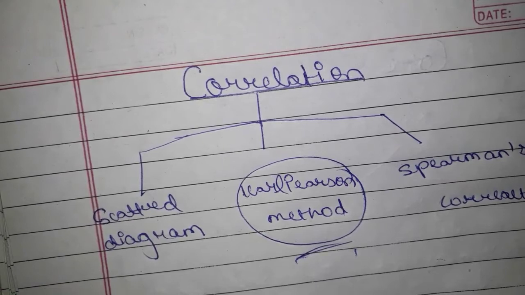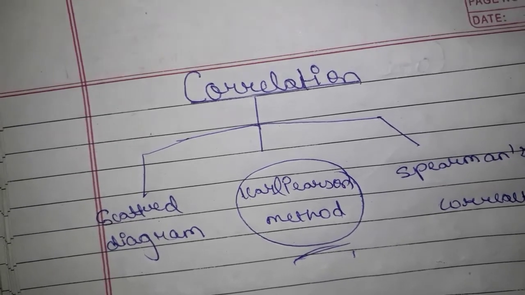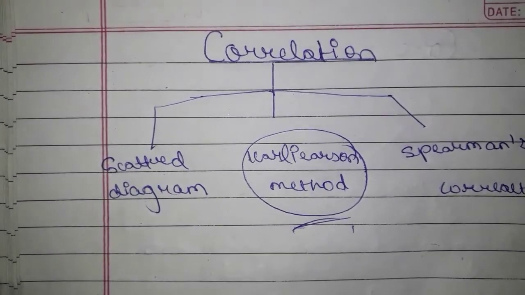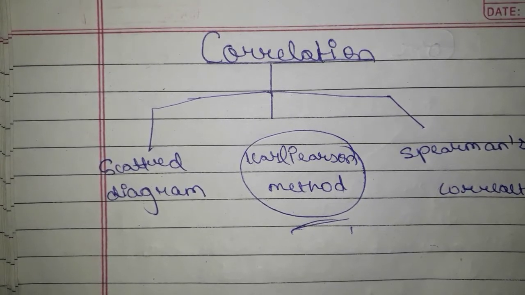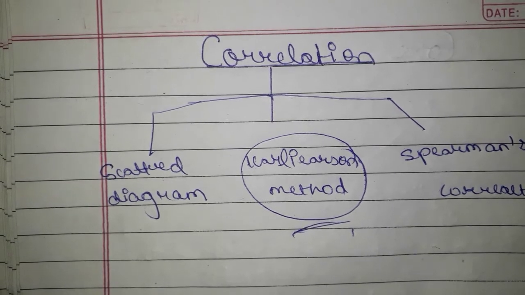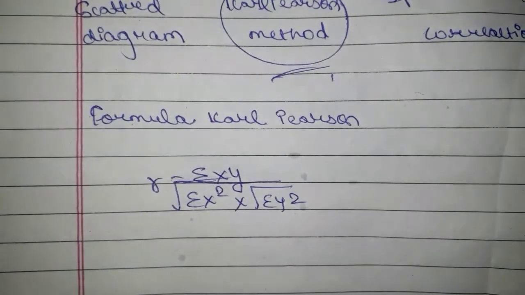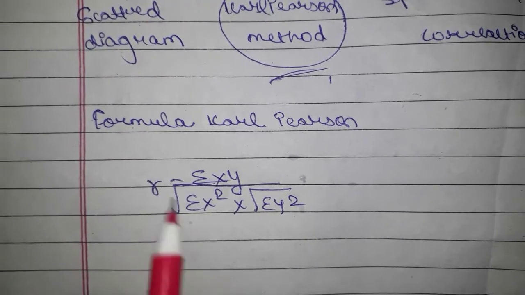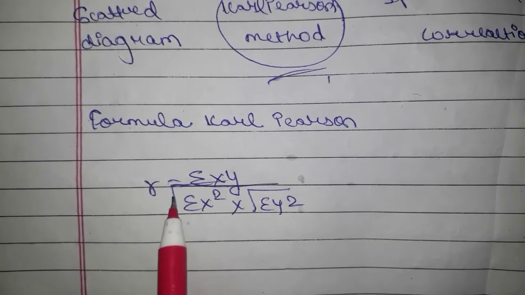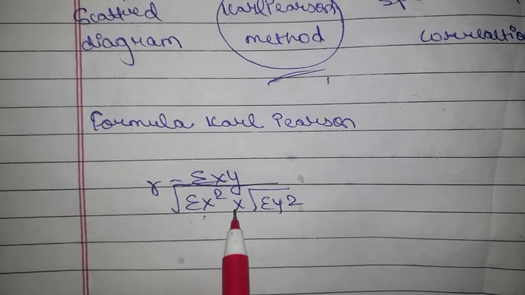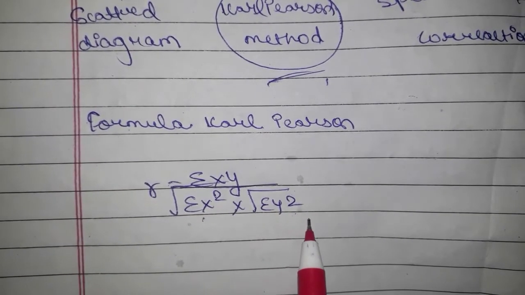Karl-Pearson's method of calculating the coefficient of correlation is based on the covariance of two variables, and in fact there are two methods to calculate the coefficient of correlation. One is the direct method and another one is the shortcut method. Here is the formula for Karl-Pearson's method, where r denotes correlation, is equal to sigma xy over under root sigma x square into under root sigma y square.